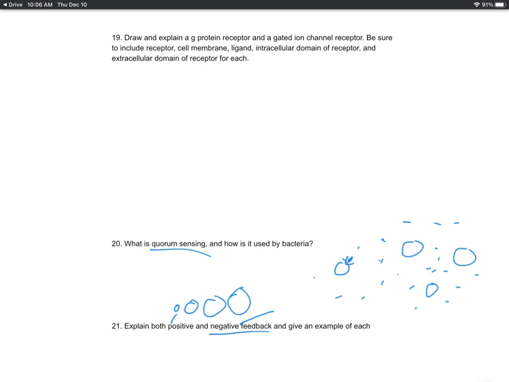Much more common is negative feedback. For example, you feel cold, you start shivering as a response to feeling cold, and once you get warmer again, the shivering stops.